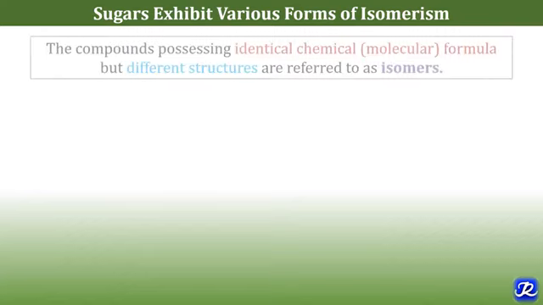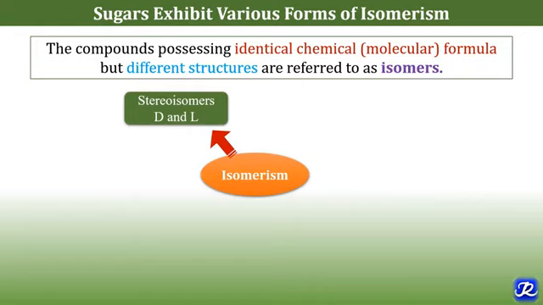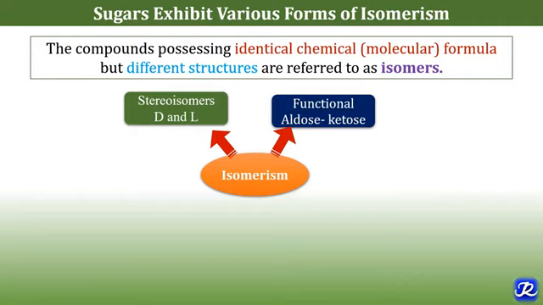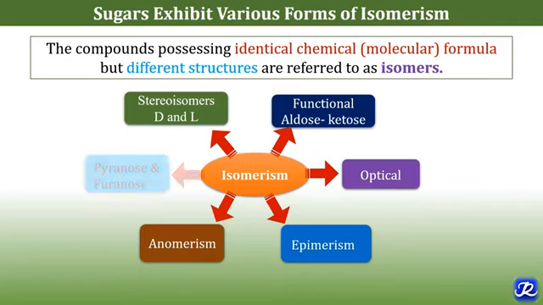Sugars exhibit various forms of isomerism. What are isomers? These are the compounds possessing identical chemical or molecular formula but different structures. There are various types of isomerism. For example, stereoisomers, D and L isomerism. Second, depending upon the functional group present, there is aldose-ketose isomerism. Depending on the optical activity, there are optical isomers, epimerism, anomerism, and depending upon the presence of pyran and furan ring, there are pyranose and furanose forms of isomerism.